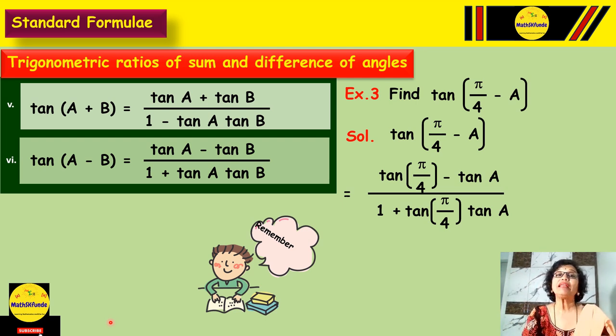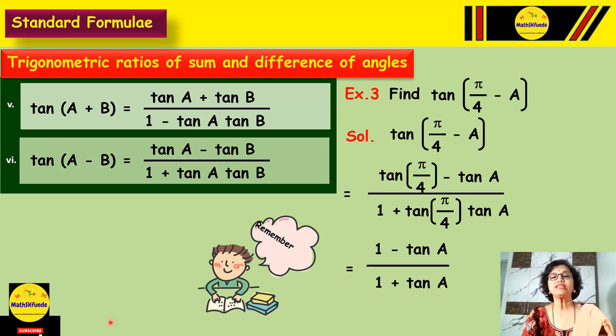Tan pi by 4 means tan 45 degree, that is 1. So simplify it further and you will get the answer as 1 minus tan a upon 1 plus tan a. So the answer for the given expression tan pi by 4 minus a is 1 minus tan a upon 1 plus tan a. Now again, here I am taking this as just one example. In my previous videos also, I have been saying this again and again. I do take examples, but they are standard results.